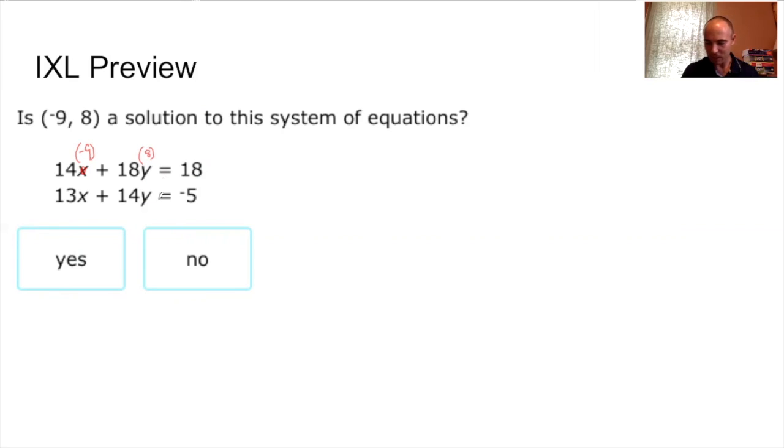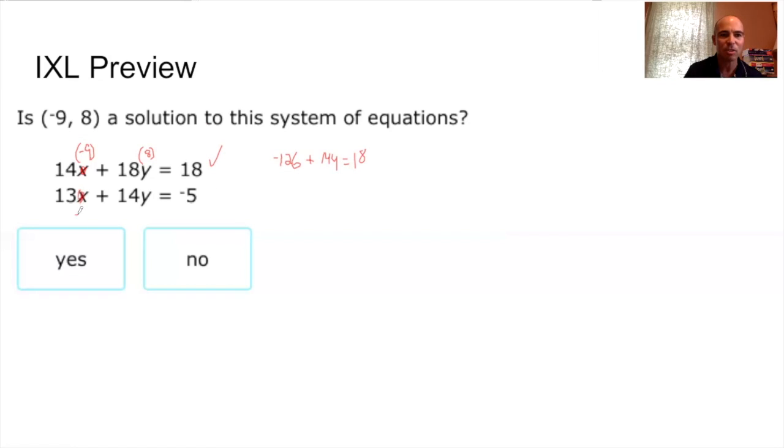So 14 times -9, that ends up being -126, right? Plus 18 times 8, 144. Does that equal 18? Actually, I think it does. Check my math on that, but I'm pretty sure that does equal positive 18. It checks out on the first equation, but it's got to check out on both equations to make this an honest to goodness solution.